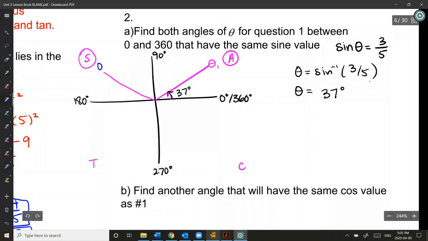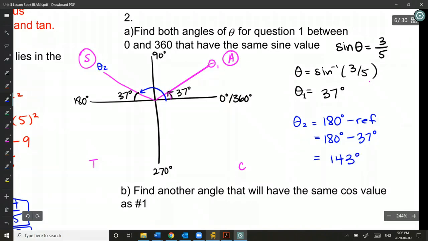Now theta 2 is really this rotation right here. But the cool thing about this is that the rotation in between here, or the reference angle, is actually the same as the reference angle from theta 1, which is 37. So in order to find the second possible theta that could give us a ratio of 3 over 5 for sine, I can calculate this by doing 180 minus the reference angle, which is 37 in this case, and that gives me 143 degrees.